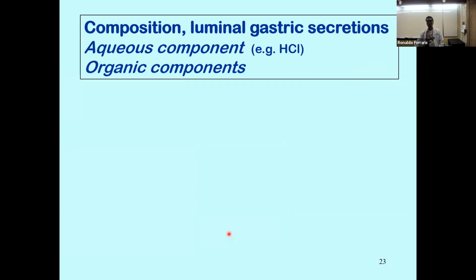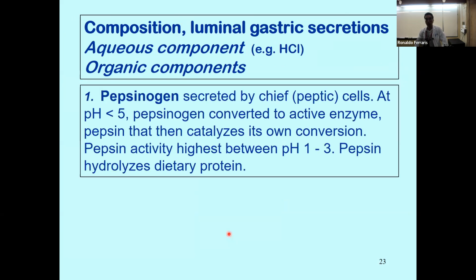Okay, so now let's look at the secretions. We have an aqueous component and numerous organic components. What are these organic components? We alluded to the pepsinogen secreted by chief cells. They're also called peptic cells. I need to tell you both these names, because when you look at books or internet information, both names prevail, and they're one and the same cells.